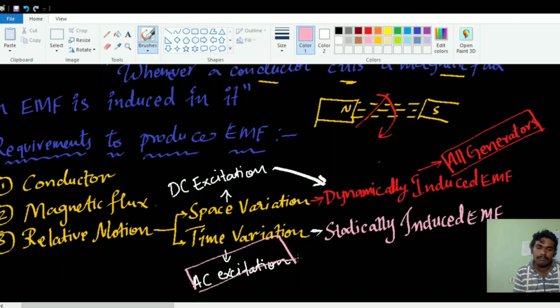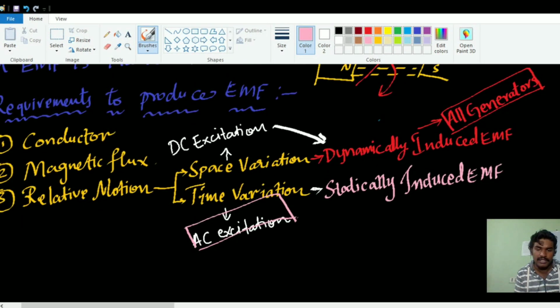Each of these is an important observation for any competitive exam, GATE, IES or whatever. For space variation, we get dynamically induced EMF. To get dynamically induced EMF, we need DC excitation. And all generators have dynamically induced EMF, because a generator is a device which converts mechanical energy into electrical energy. Dynamically means EMF is induced mechanically. There is some mechanical motion, and you don't find statically induced EMF in a generator, because a generator is an electromechanical device.